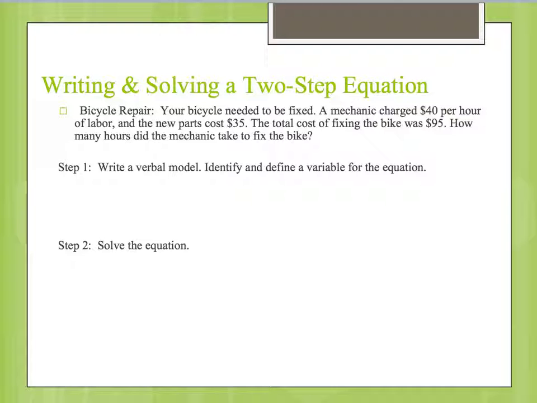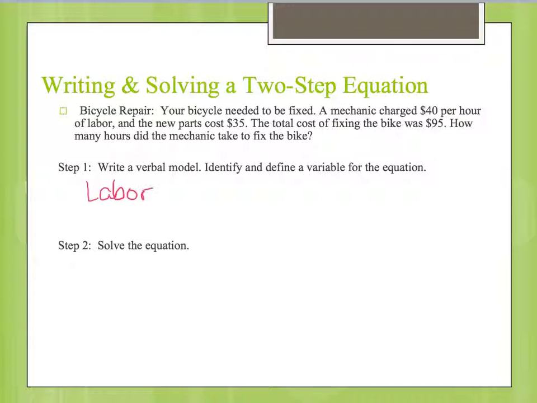How many hours did the mechanic take to fix the bike? So in order to solve these kind of problems, the first thing we need to do is write a verbal model. And in doing that, we just want to know, what do I need to do to find out a total bill of something of this situation? Well, a mechanic is going to charge you for his labor.